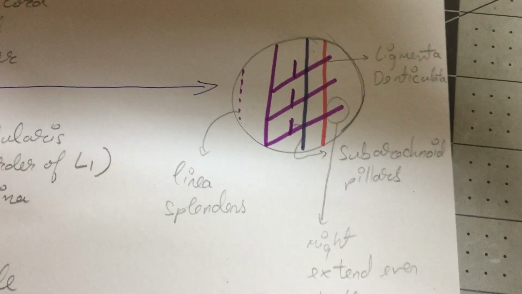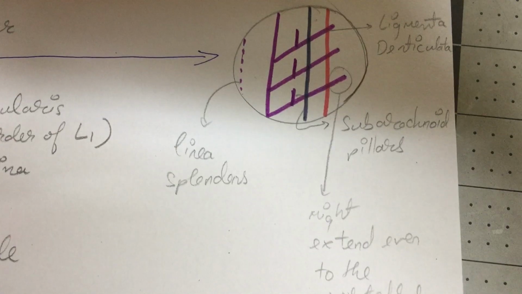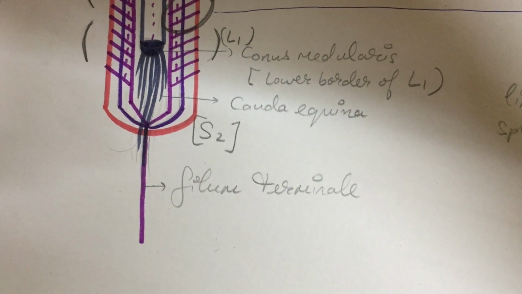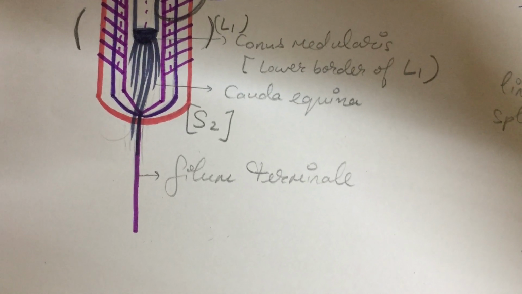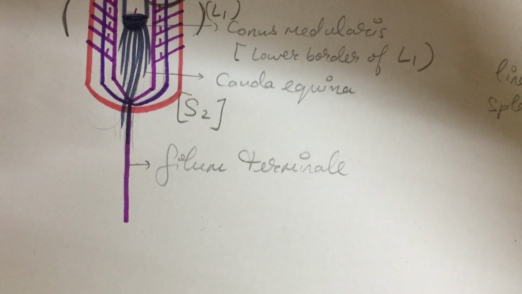The subarachnoid pillars are present in a few, which assist in cushioning alongside the CSF. The filum terminale pierces the meningeal layers, stops at the S2 vertebra, and extends till the dorsal process of the coccygeal bone.